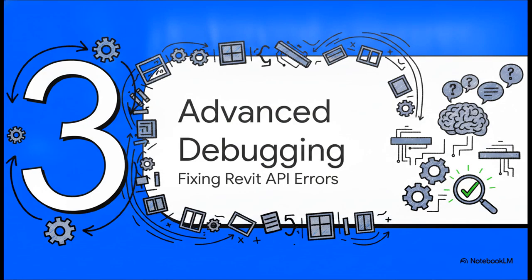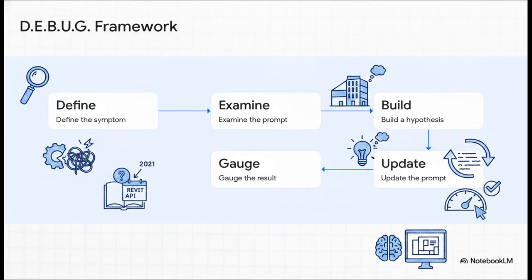Moving on to Section 3, Advanced Reasoning and Debugging, Fixing Revit API Errors. Let's just be brutally honest here. Even with a really great prompt, things are going to fail. When I'm dealing with the Revit API, compilation errors are basically inevitable. So, how do we handle that? You handle it by treating debugging as a true engineering discipline. We use the DEBUG framework from our sources.